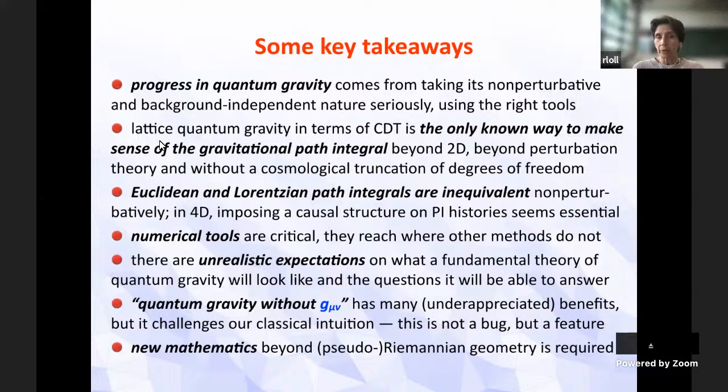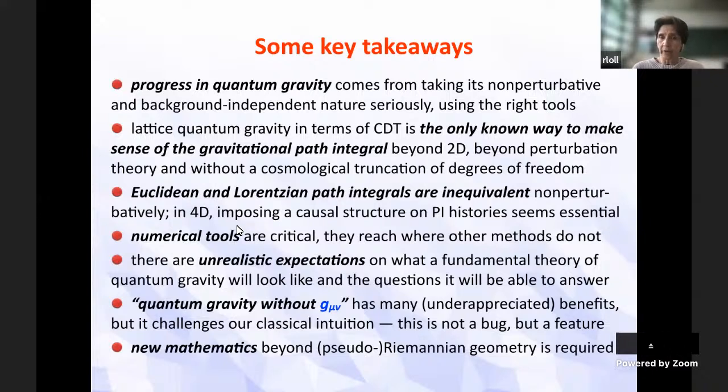So our tools are within a framework which I would simply call lattice quantum gravity. In a specific formulation, I would say that it is the most powerful form of lattice gravity we know about. But not only that, it's, to my mind, the only known way to make sense of the gravitational path integral beyond 2D toy models, which are popular, but have very little to do with the real theory, and beyond perturbation theory. Of course, we know quantum gravity is not perturbatively renormalizable, and also without making a truncation, via some symmetry arguments, of the full set of degrees of freedom of gravity. So we are not doing quantum cosmology, but we're doing full quantum gravity.